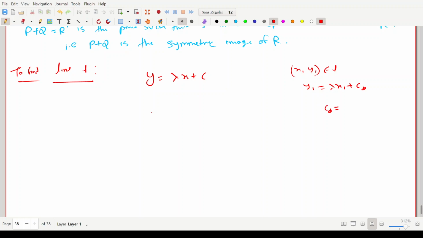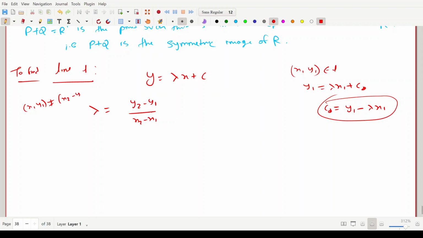So I can get the value of c, that is y1 minus lambda x1. So I got the value of c. It was so easy. Now if I'm having distinct points, then how can I get the lambda? Lambda will be just the slope. Suppose, how do you find the slope of two points? It is y2 minus y1 upon x2 minus x1, correct? If the points are distinct, x1 y1 is not equal to x2 y2.